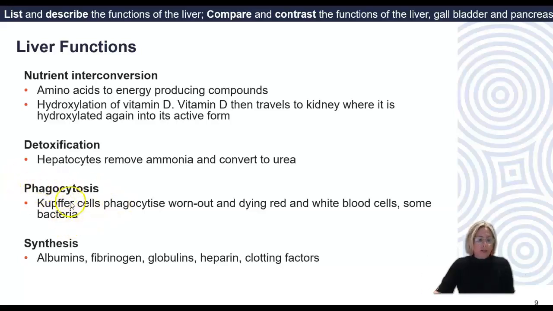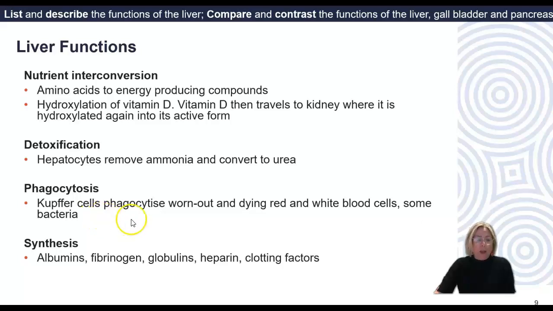Phagocytosis is carried out via the Kupffer cells, and these Kupffer cells line the sinusoid wall of the liver, and they're really busy as well. They phagocytize worn out and dying red and white blood cells, also any bacteria, and any other debris that they can engulf.